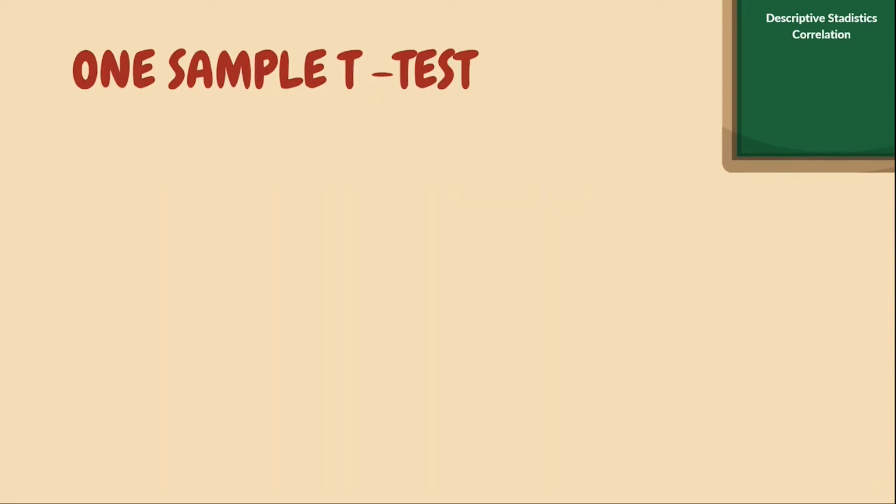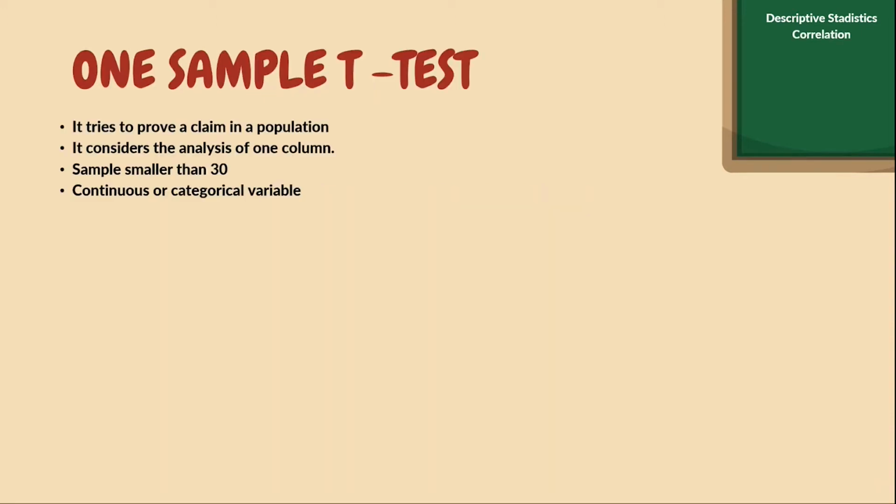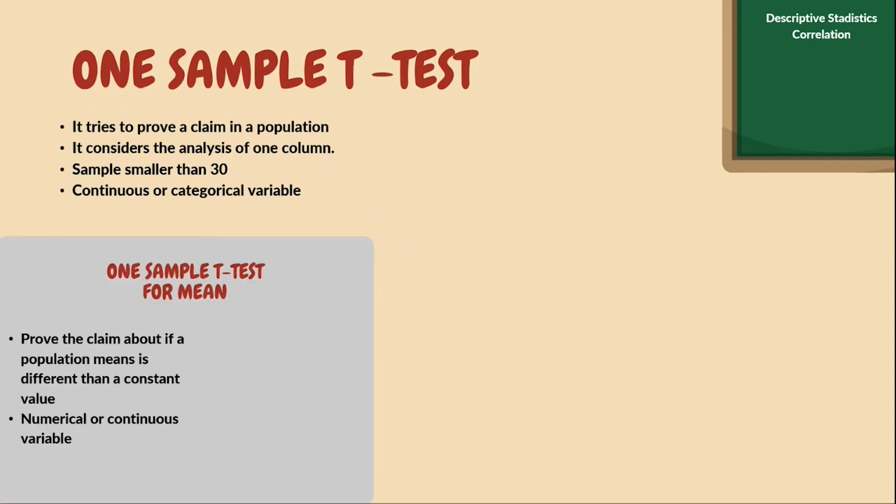One sample t-test. It tries to prove a claim in a population. It considers the analysis of one column or only one variable. It is recommended to be used with samples smaller than 30, and it could be continuous or categorical variables. One sample t-test for mean is the numerical or continuous variable, and it tries to prove the claim about a population's mean. For example, is 30 the mean age of the students in our class?